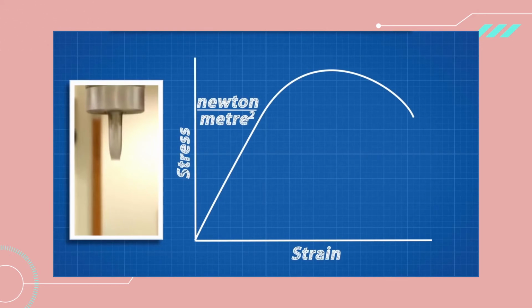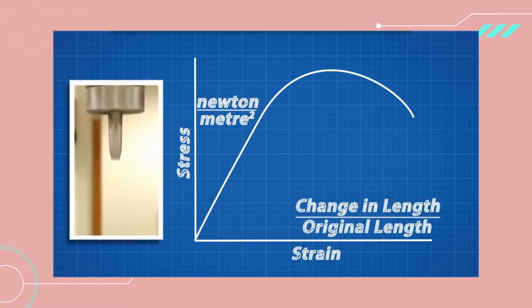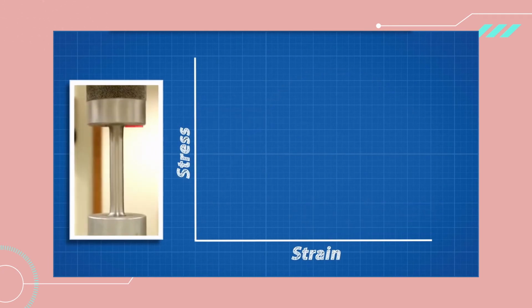Stress goes on the y-axis. Strain describes how much deformation has occurred under the applied force, and it is found by dividing the change in length by the original length. Strain is placed on the x-axis. Let's watch this test again and see what deformation we can get from the stress-strain graph.